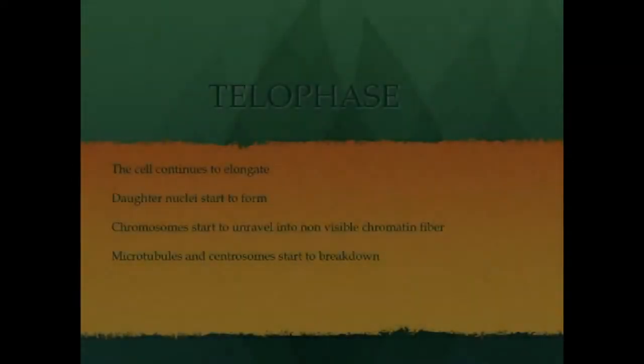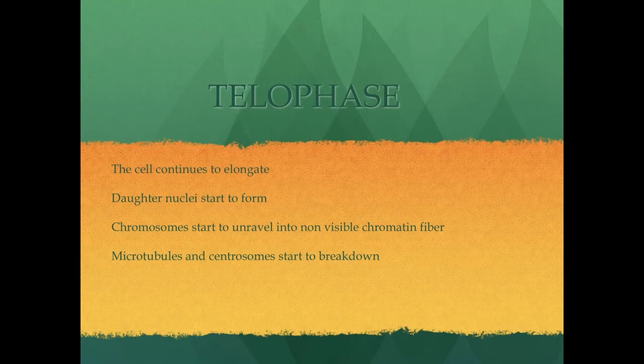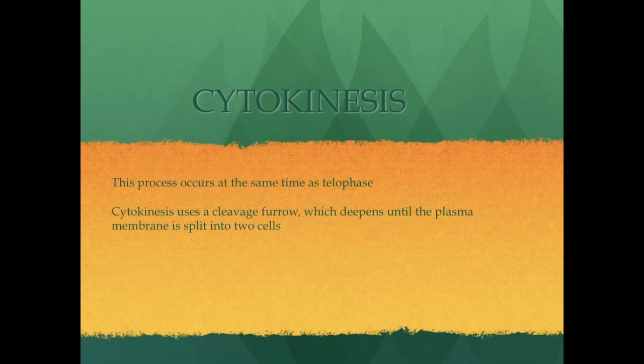Daughter nuclei form as nuclear envelopes form around the chromosomes. The mitotic spindle disappears and the chromatid fiber of each chromosome uncoils at the end of telophase. In animal cells, a cleavage furrow forms and pinches the cell into 2. The cell completely splits into 2 identical cells. Cytokinesis marks the end of the mitosis process.